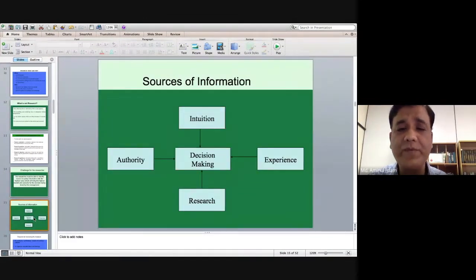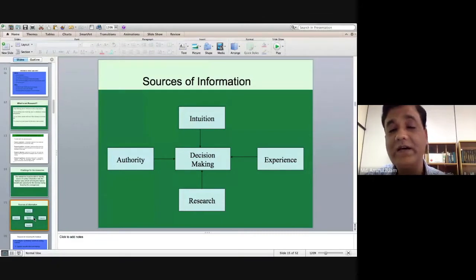The sources of information are many, not only research papers. They come from intuition, experience, research, as well as authority and specialty in the area. And that's why whenever we encounter a problem, what we do most of the time is come back to our institution and consult with experienced people.